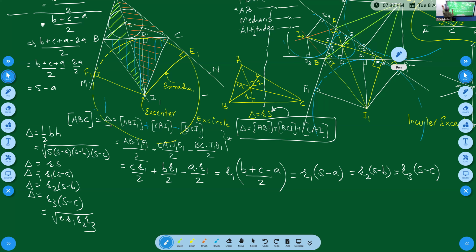Then we realized that ABI1 and CAI1 make this quadrilateral ABI1C. The area of ABI1C is this much, but we wanted the area of ABC. Therefore, we subtracted the area of triangle BCI1. At the moment that algebra took place, we have got everything available with us. Again, I1F1, I1E1, I1D1 are equal, so we can take out R1 common. What remains inside the bracket is S minus C. So it was a very obvious step.